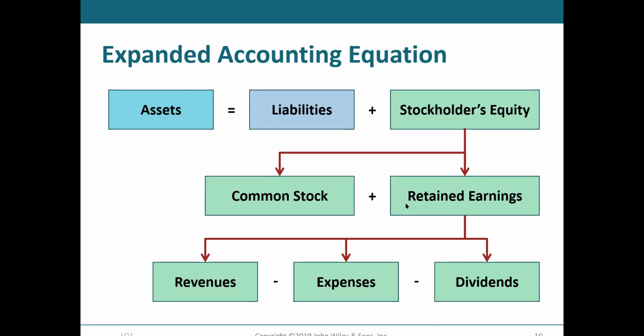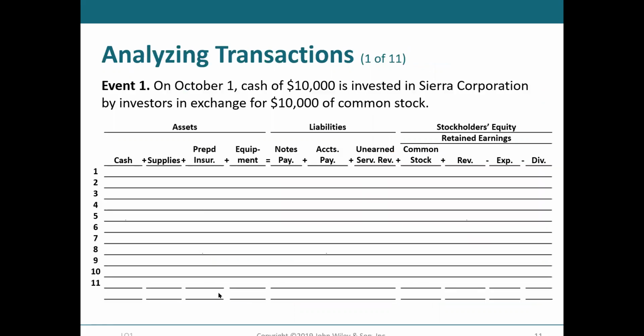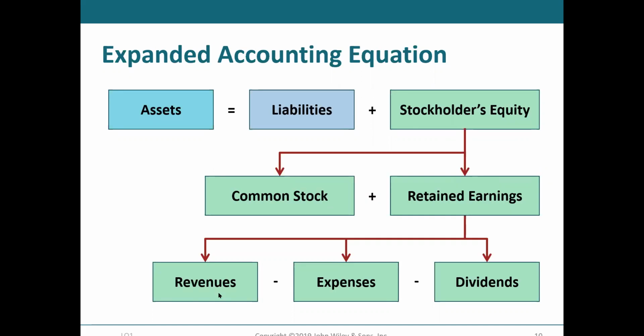And within retained earnings, you're going to see the revenues and the expenses, otherwise known as the profit, increasing retained earnings. Dividends will reduce retained earnings. Retained earnings is the account where you close out your net income statement into equity.